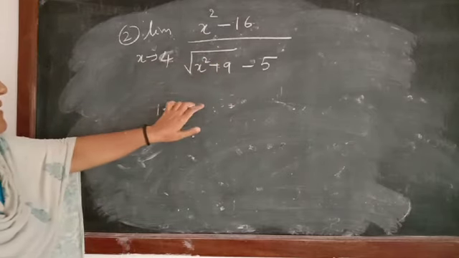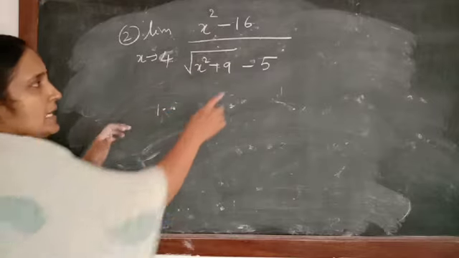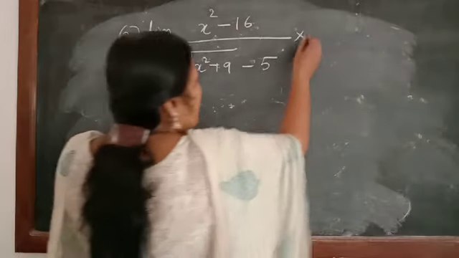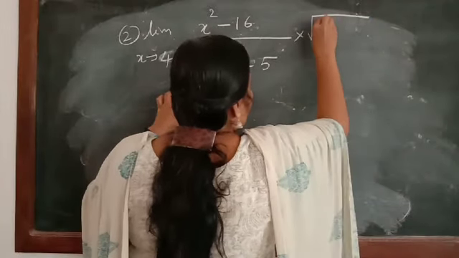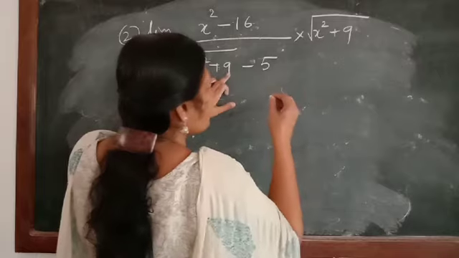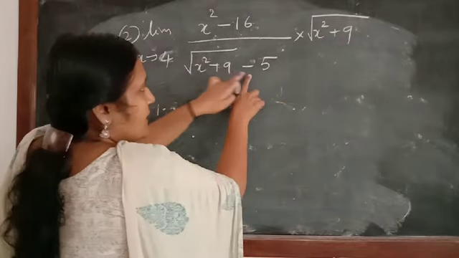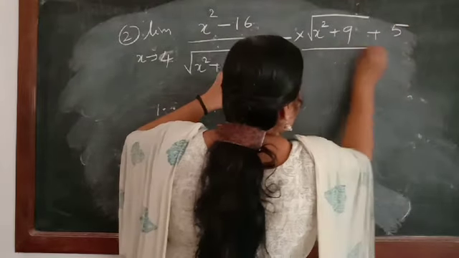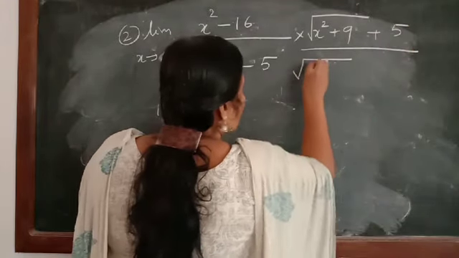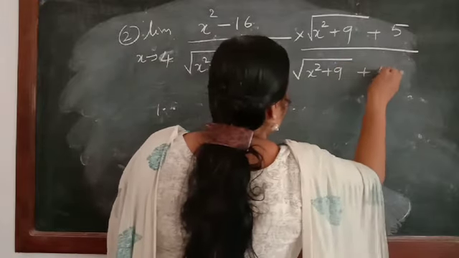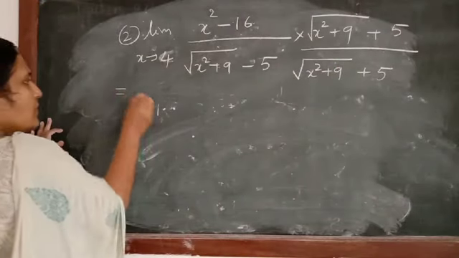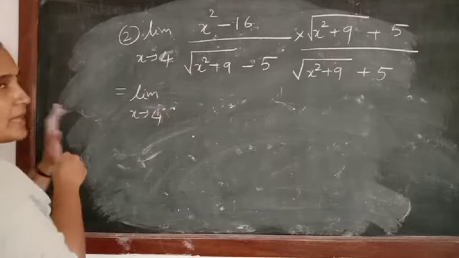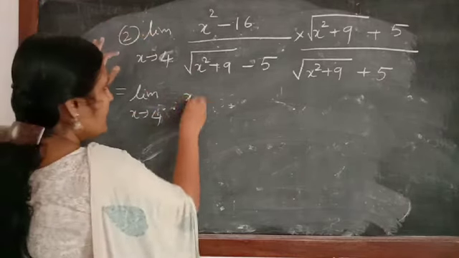So again, to rationalize the denominator, what will we do? Here we have a minus sign, so we have to change the sign and multiply both numerator and denominator by square root of x square plus 9 plus 5. Don't change any sign elsewhere; only here you have to change the sign. Now we are going to rationalize the denominator. In the numerator you don't have to do anything, just write it down as it is.